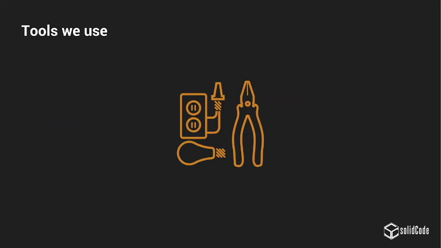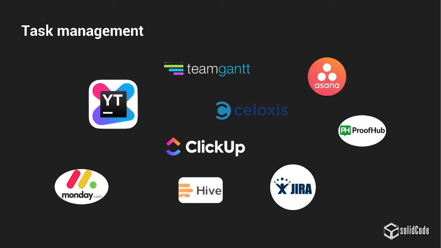And what tools are needed for a software developer to be able to do his or her job? Here are a few examples of task management tools that we can use to manage the tasks within the team. These are essential to follow up on the progress, see where we are, what are the problems, and track our software development process.